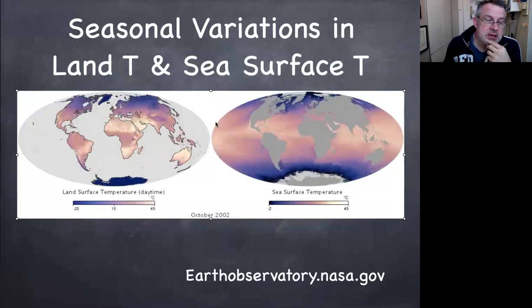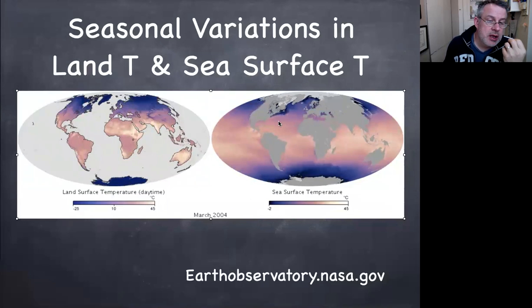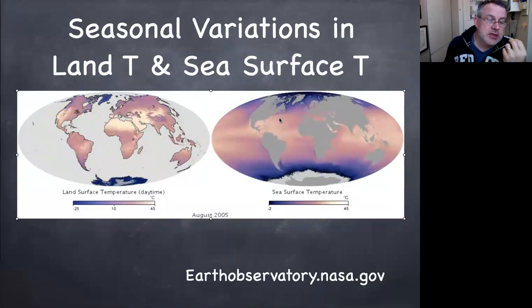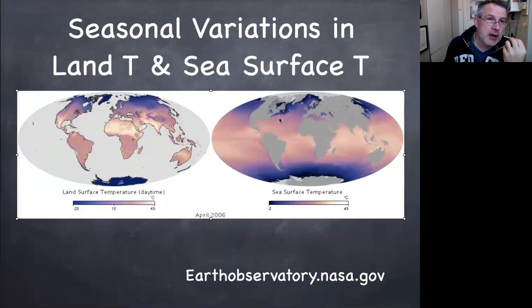What does that tell us? Well, it tells us that the higher heat capacity of the surface of the ocean is really resisting the temperature change with the seasons as the sun is changing its intensity.